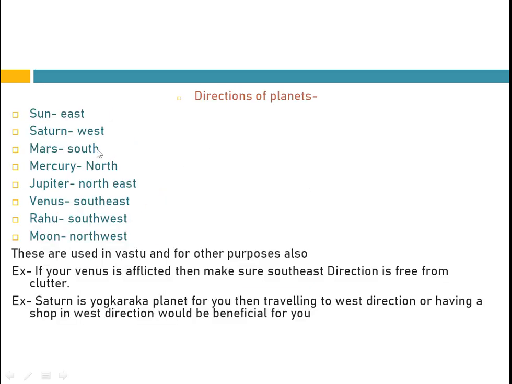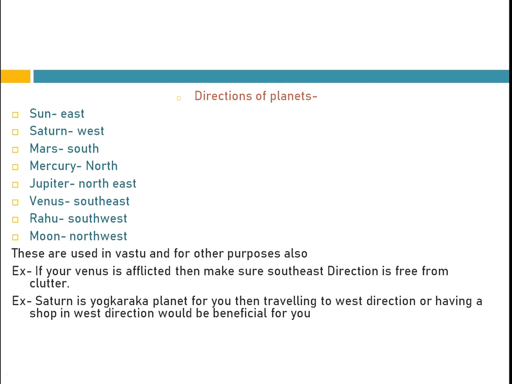These are the directions. Sun is east, Mercury is north, Jupiter northeast. These directions are used generally in Vastu, but for other purposes also. Suppose your Venus is afflicted in your chart, then in your house or in the room you are living, the southeast direction will have affliction. So this direction must be affliction free to make your Venus good. This is how we use directions.